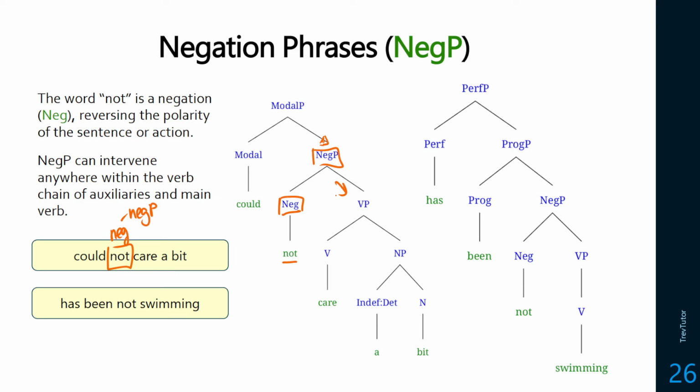In the case on the right, has been not swimming. So we're just basically inserting a negation phrase between been and swimming. Exactly what you've done before. We're just inserting this intervening phrase. If it would have been has not been swimming, so if this was not and this was been, we would simply just change the labels around. So we would have a neg p has not, and then been swimming would be a progressive phrase. So if we change the order, we would just get that order of phrases.